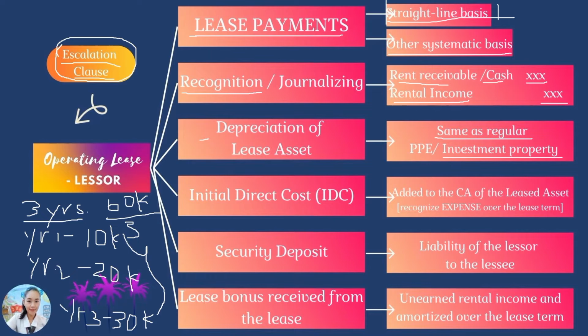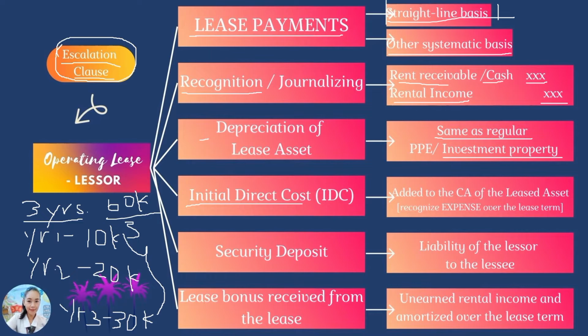Now let's move on to initial direct cost. Now, what is initial direct cost? Initial direct costs are costs directly attributable to executing the lease contract. So, for example, processing cost, the amount the lessor spent in executing the contract.